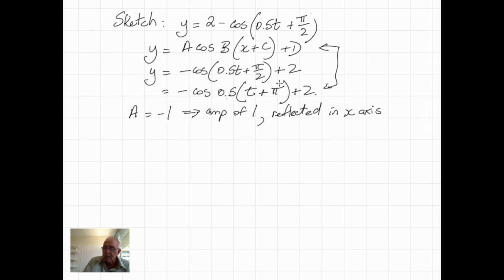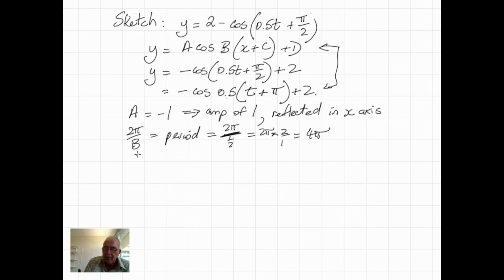So let's have a look at B. 2 pi on B is the period. Now my B value is 0.5, so it'll be 2 pi over 0.5, which is a half. To divide by a fraction, we multiply by the reciprocal of that fraction, so 2 on 1. So my period is going to be 4 pi. So instead of stretching the cos graph out between 0 and 2 pi, now I've got to stretch it out between 0 and 4 pi. So my period is 4 pi.